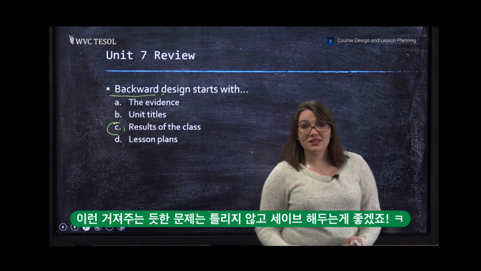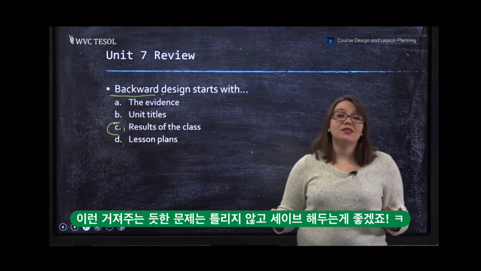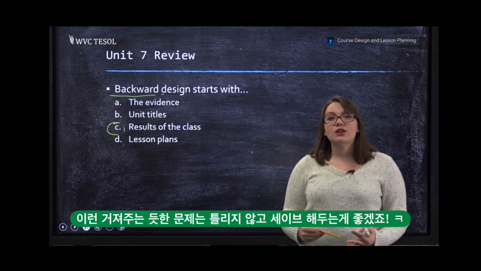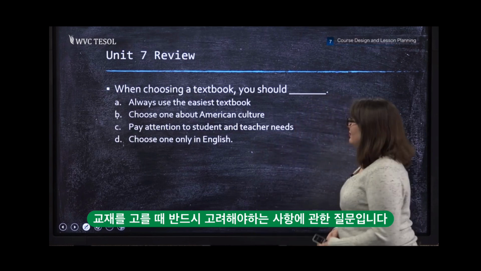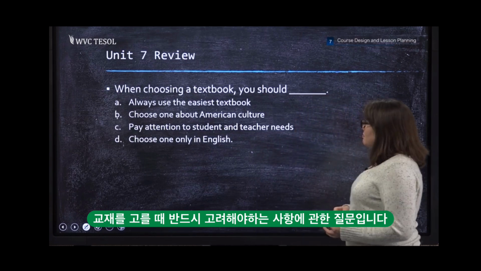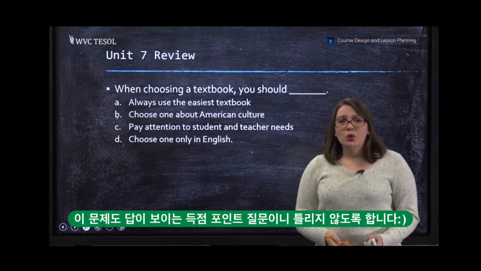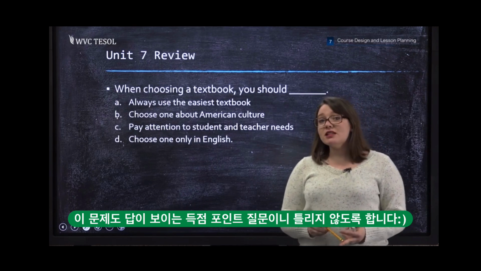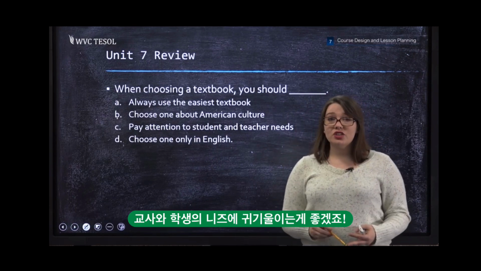When you start from the end, knowing what your students have to be able to do, then you can build from. Next question. When choosing a textbook, you should always use the easiest textbook. What do we need from a textbook? Well, it depends on where you are, who your students are, and your teaching styles.